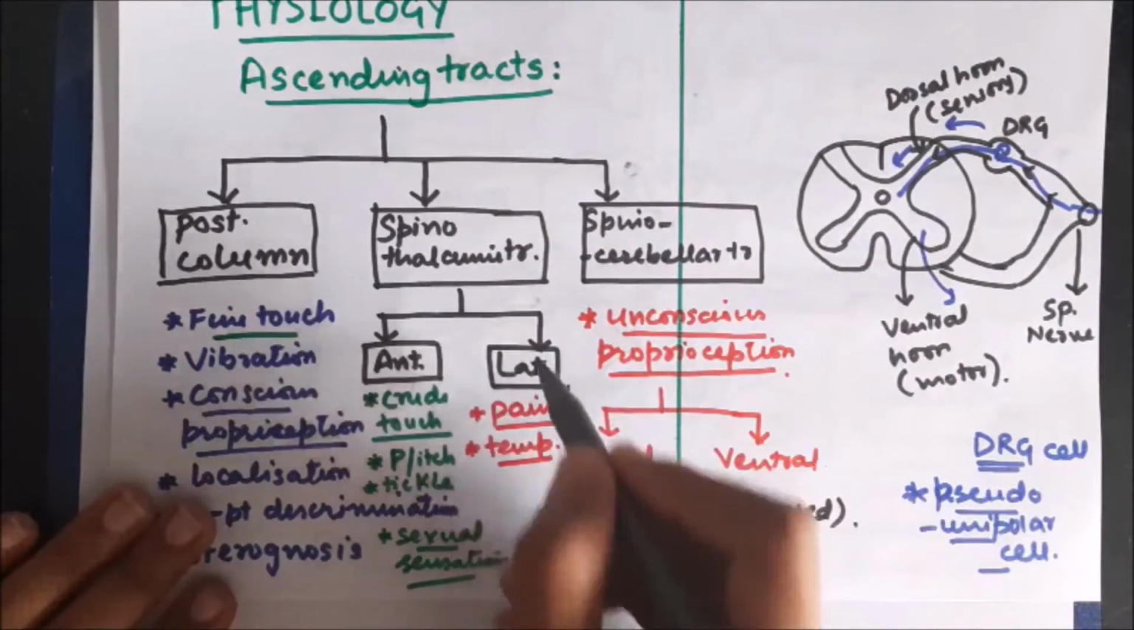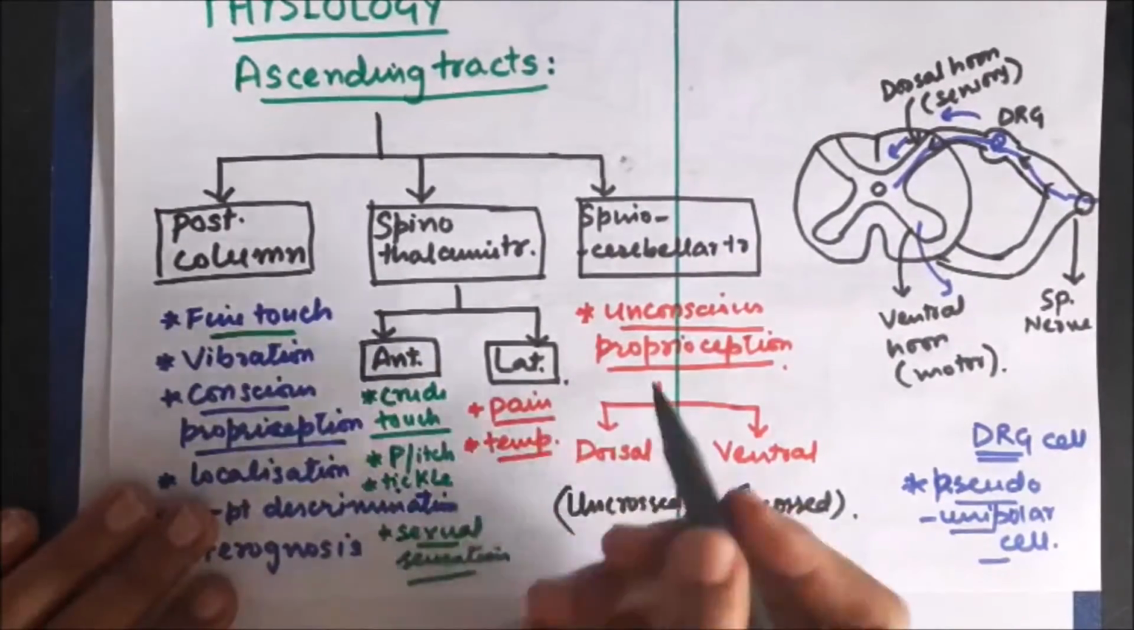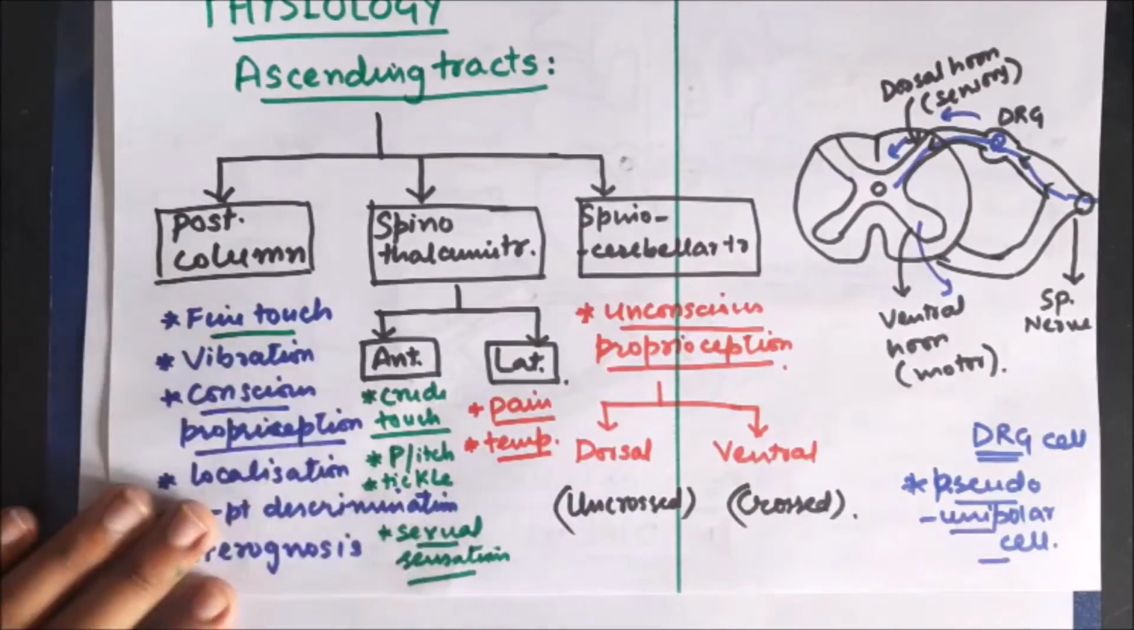The fibers which cross form the lateral spinothalamic tract, which carries sensations for pain and temperature. The remaining fibers form the anterior spinothalamic tract, which carries sensations for crude touch, pressure, tickle, itch, and some sexual sensations.